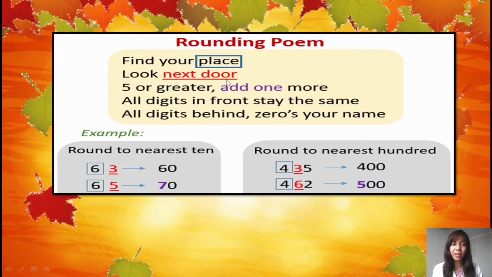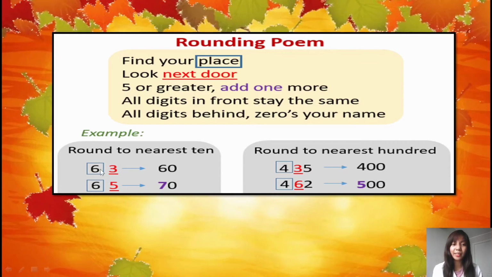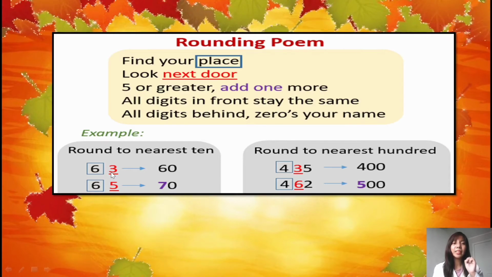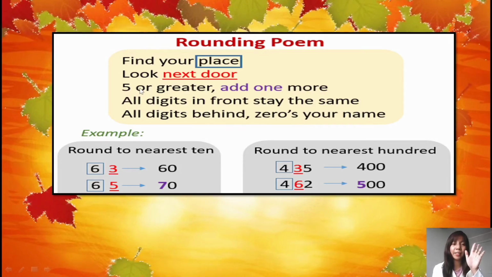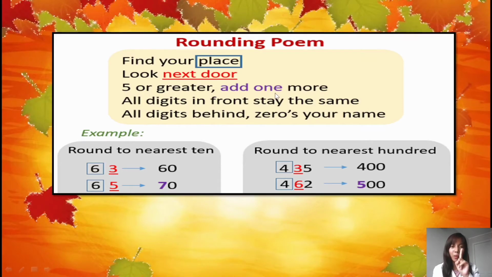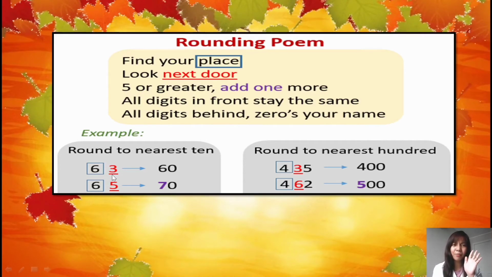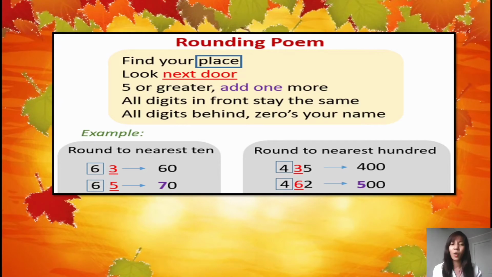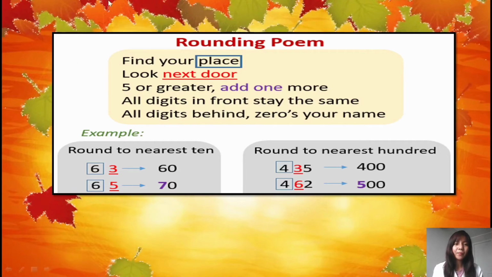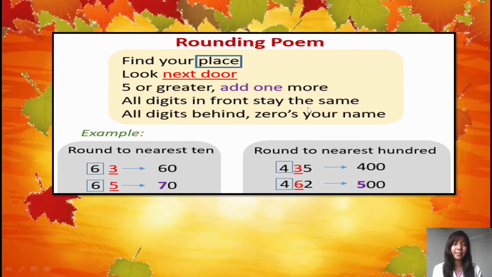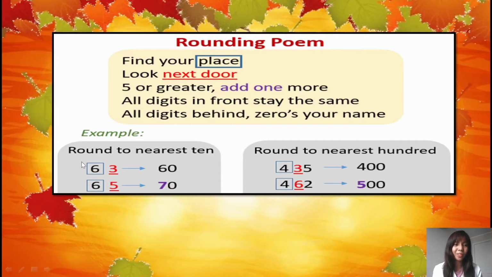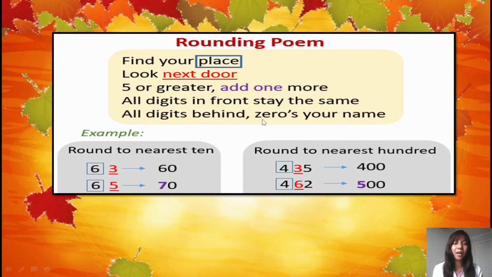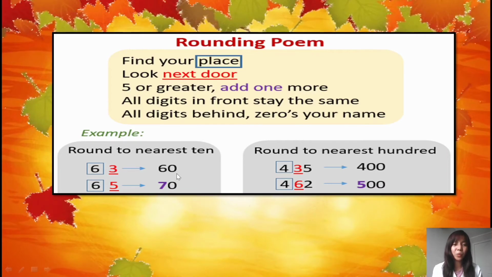Look next door. So what is the next number to 6? 3, right? So if it's 5 or greater, add 1 more. So is this a 5 or greater than 5? No, right? So you don't need to add 1. No need. So all digits in front stay the same. So there's no number here, so just this one, 6. All digits behind, 0 is your name. So we will make this 3 to 0.